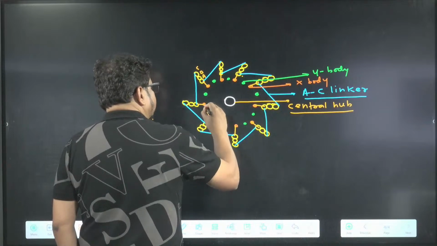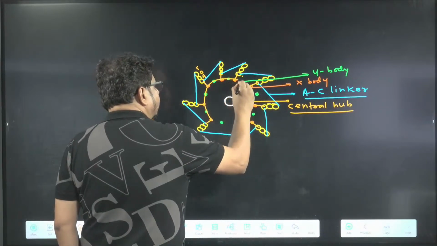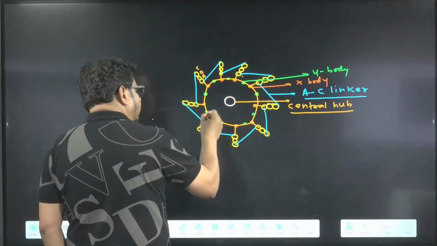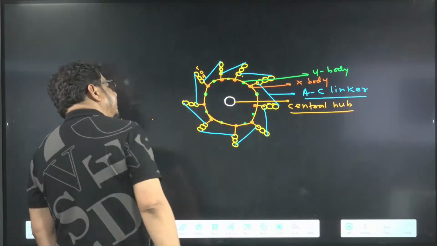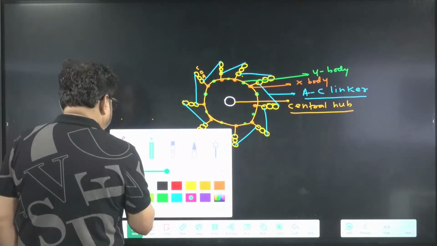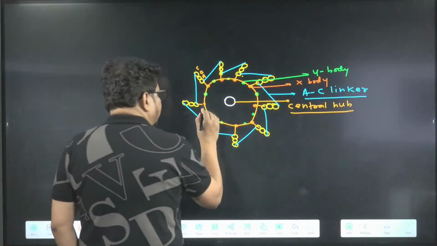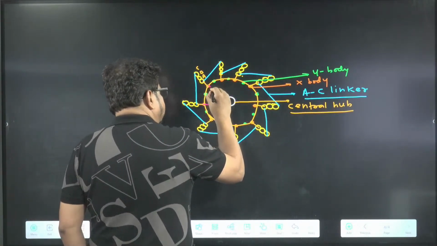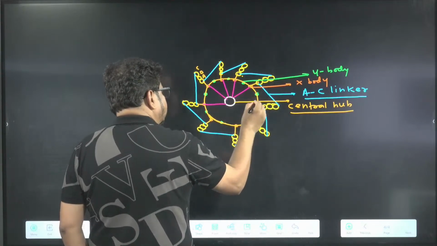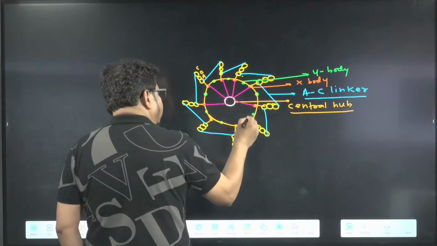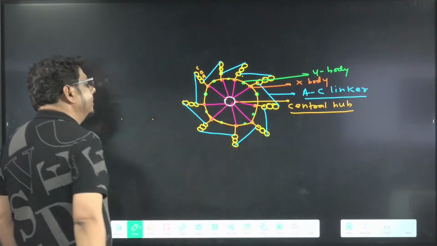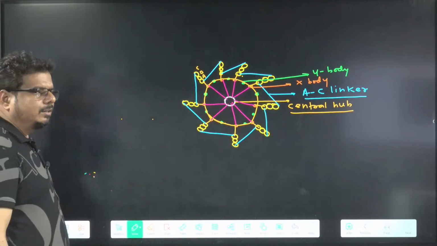So here X body and Y body are interconnected like this. Getting the things or not? X body and Y body are interconnected like this. Now with every X body which is arising, radial spokes are arising. And these radial spokes are attached with which one? Hub. So here these are the radial spokes. From nine, radial spokes will arise and they will join with the hub.